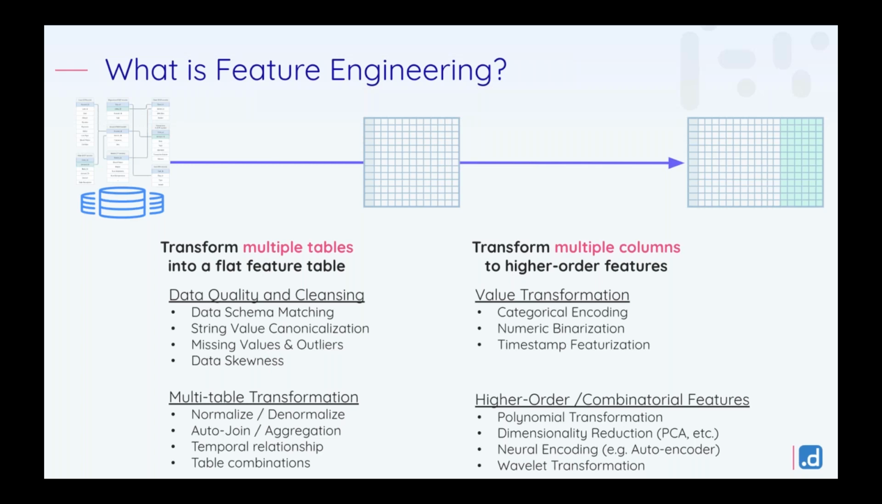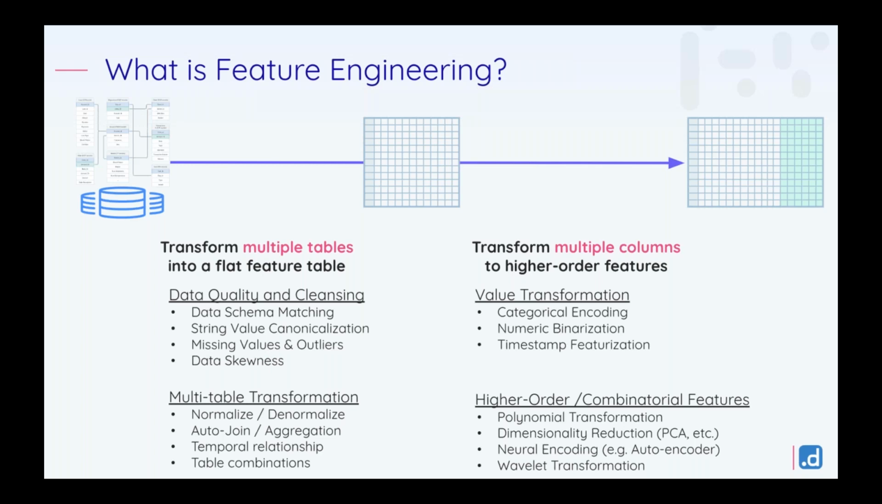For example, we need to do data quality and data cleansing work. We need to do data schema matching. We need to do missing value and outlier treatment. We need to handle, for example, when data is highly skewed, how do you deal with this kind of data skewness from a statistical perspective?